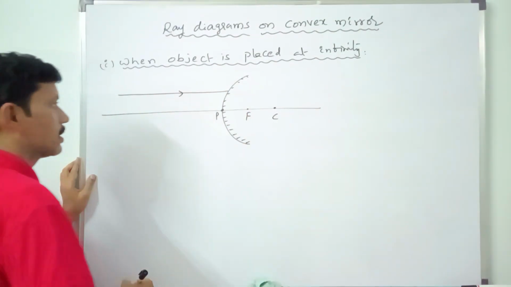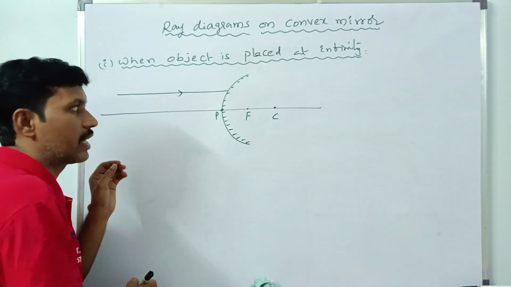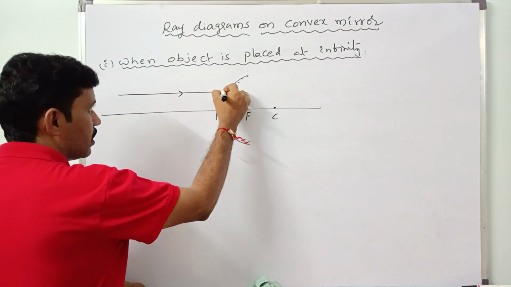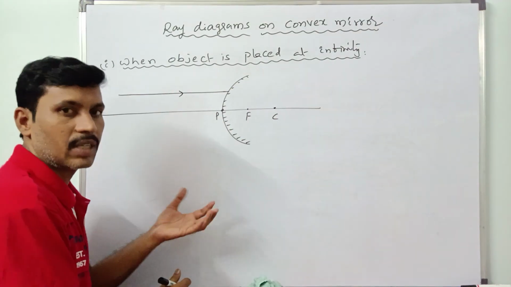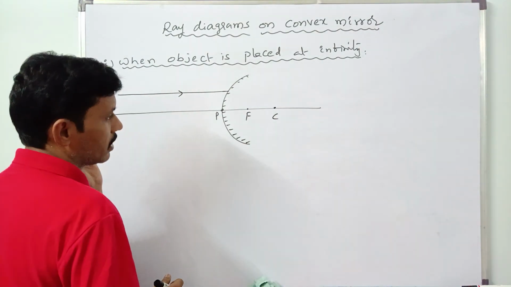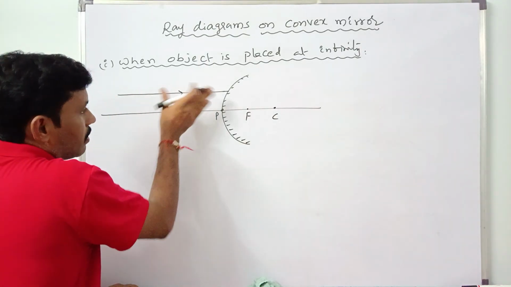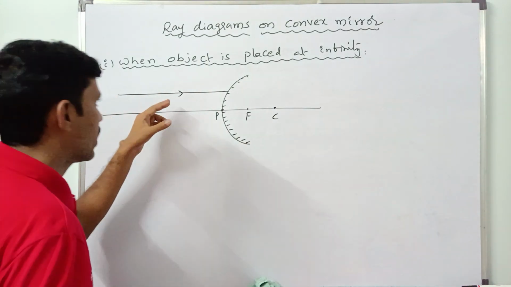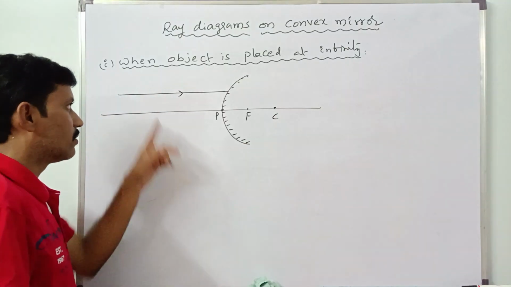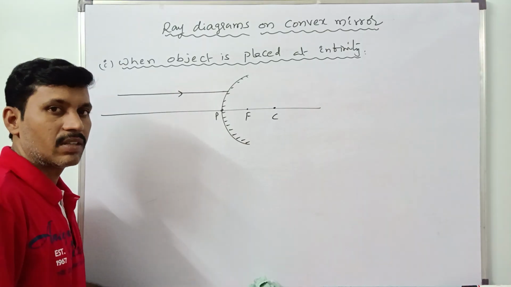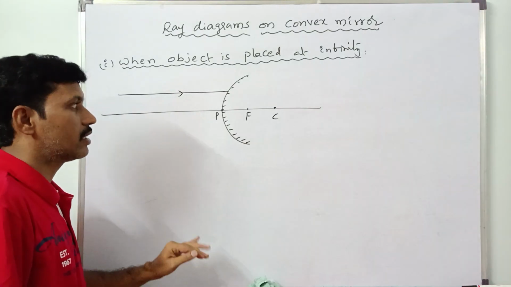Okay, this is the first incident ray, which is parallel to the principal axis and incident on the mirror. So obviously we know that when it is incident on the mirror, it will be reflected back. If the ray is parallel to the principal axis and is incident on the mirror, then obviously it will be reflected. How will it be reflected?